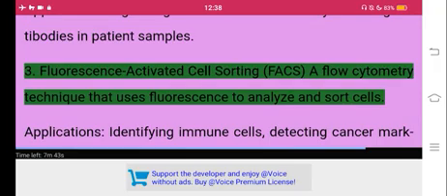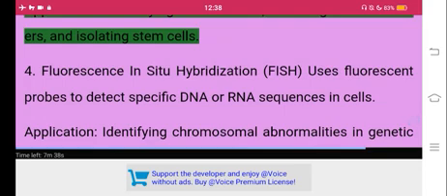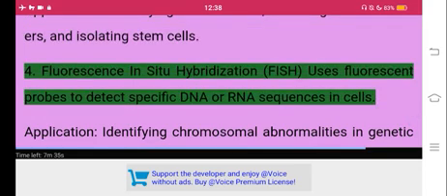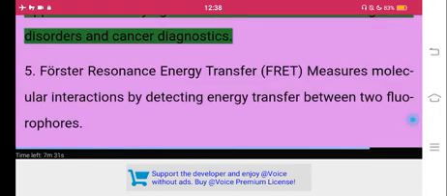3. Fluorescence-activated cell sorting, FACS, a flow cytometry technique that uses fluorescence to analyze and sort cells. Applications. Identifying immune cells, detecting cancer markers, and isolating stem cells. 4. Fluorescence in situ hybridization. FISH uses fluorescent probes to detect specific DNA or RNA sequences in cells. Application. Identifying chromosomal abnormalities in genetic disorders and cancer diagnostics.